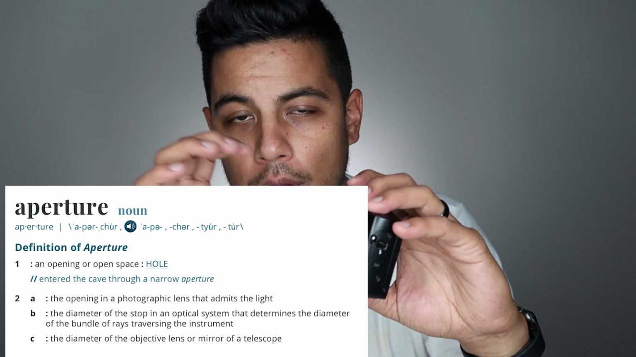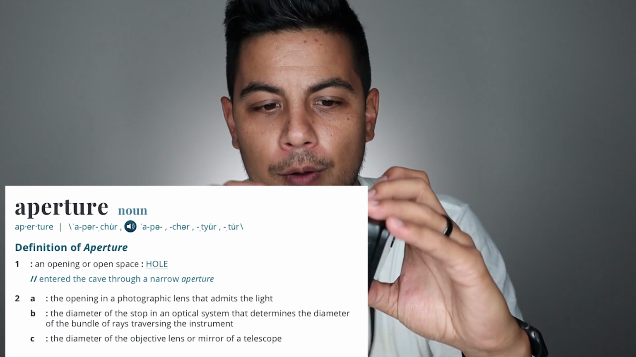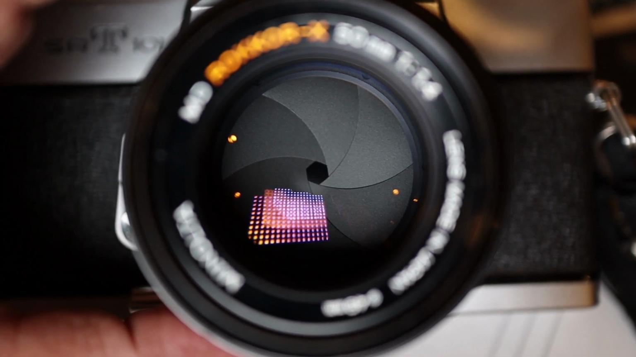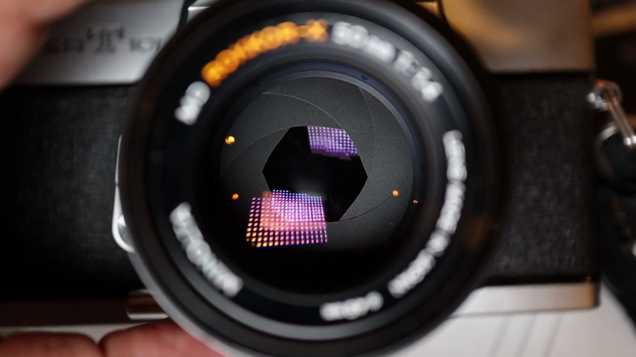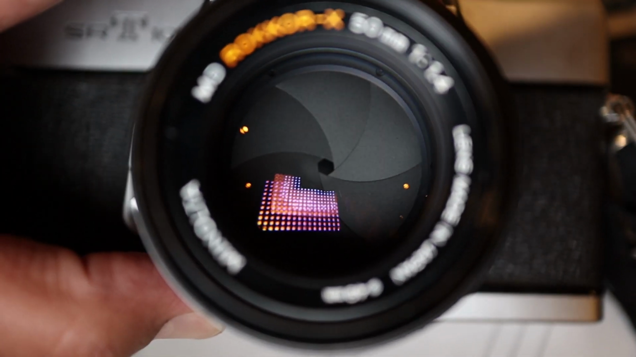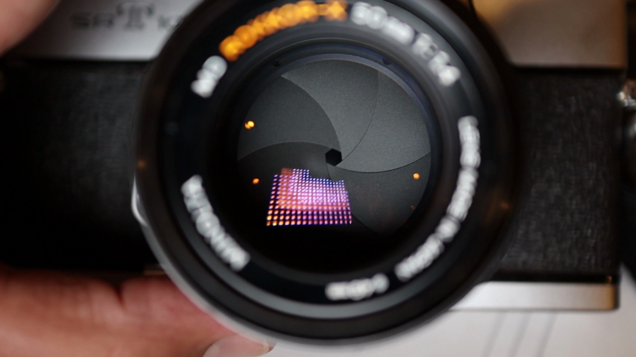It is how large or how small or how wide or how narrow that iris of the lens opens up to allow a certain amount of light to come in. And that iris is made up of a number of different blades, and those blades make up a circle. When those blades open up, the iris gets larger. When those blades close down, the iris gets smaller. Obviously, the larger that iris, the more light comes in. The smaller that iris, the less light comes in.